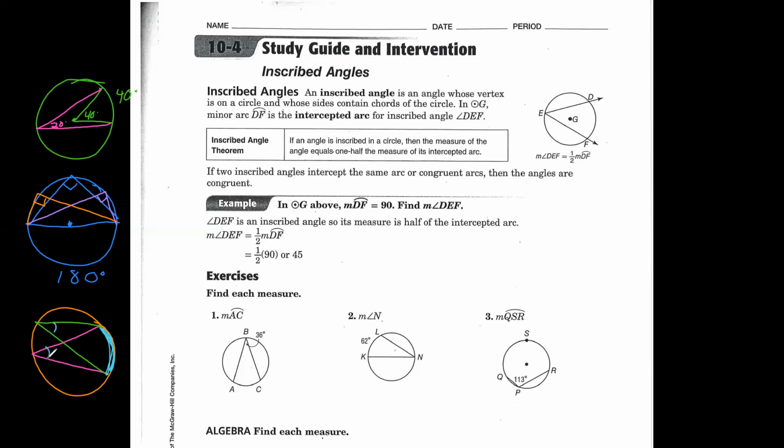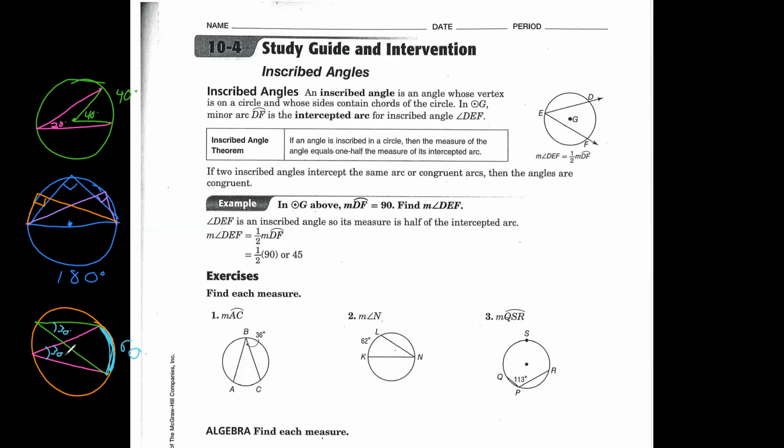So if this was, let's say, 60, each of these would then be 30. So they have to be congruent. So two inscribed angles that are intercepting the same arc have to be congruent.